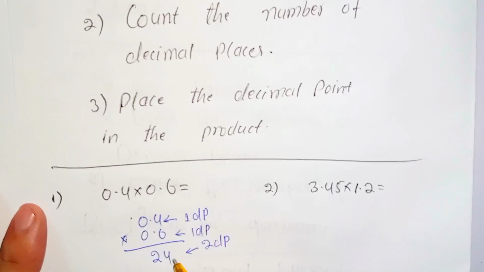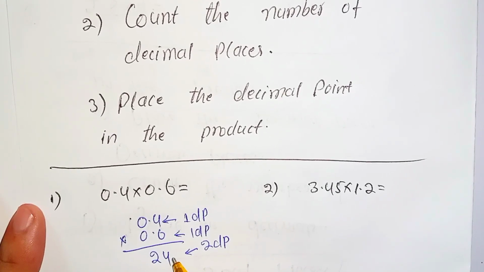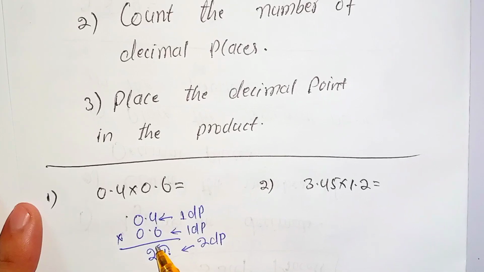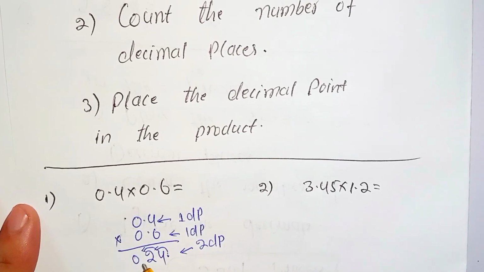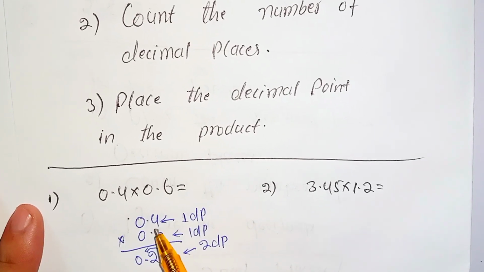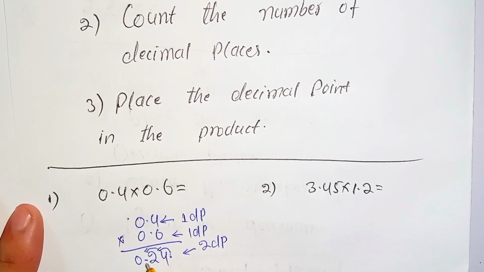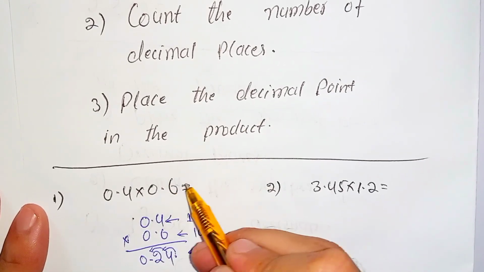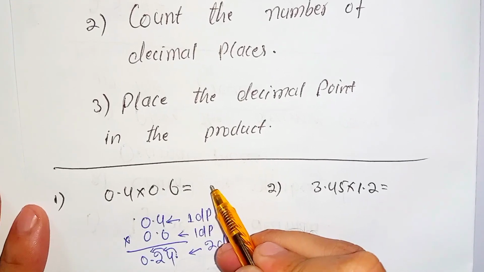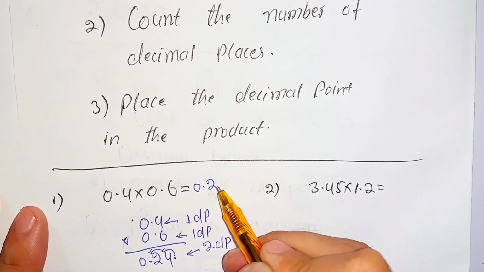We will move the decimal point 2 places to the left. This is one place and this is the second place. So the answer will be 0.24. When we multiply 0.4 with 0.6, the answer should be 0.24. So we can say that 0.4 multiplied by 0.6 is equal to 0.24.